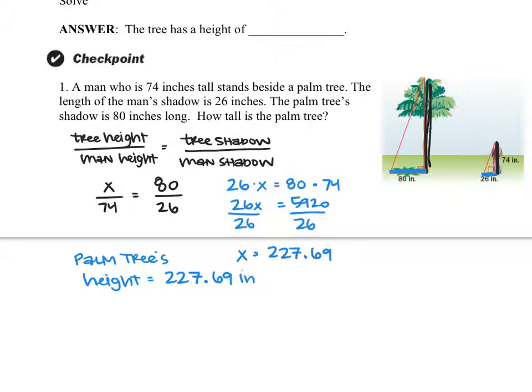is 227.69 inches. And again, it's always smart at the end to go back and look and make sure that your answer makes sense. Obviously, we know we need a number bigger than 74 because we know that the tree is taller than the man. And so it's good to just look and make sure that your answer looks like it could make sense or is at least reasonable.